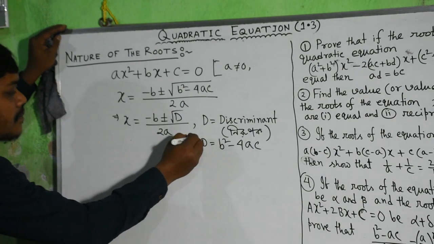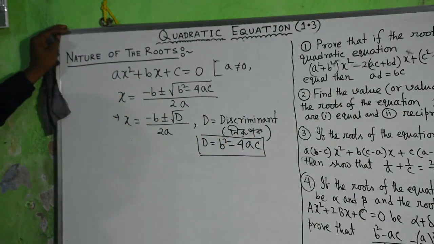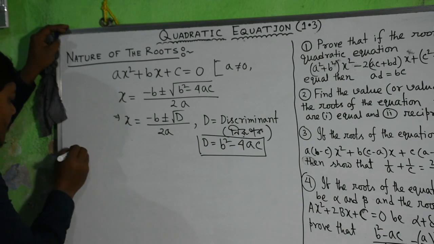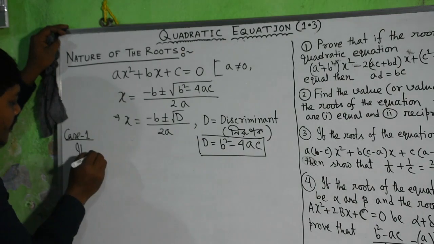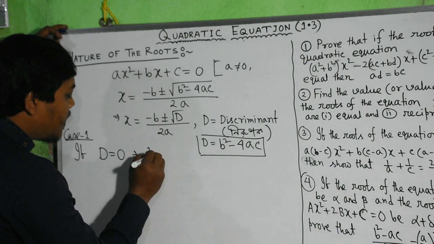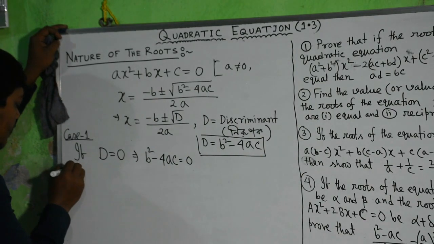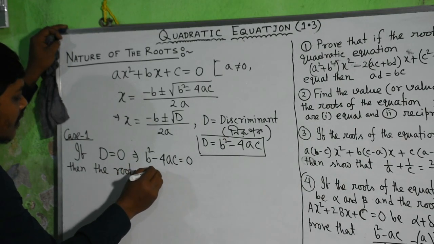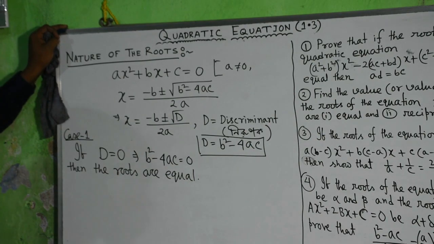So D, which is b square minus 4ac, literally plays the role in determining the nature of the roots. How? Case 1: if D equals 0, that means b square minus 4ac equals 0, then the roots are equal.